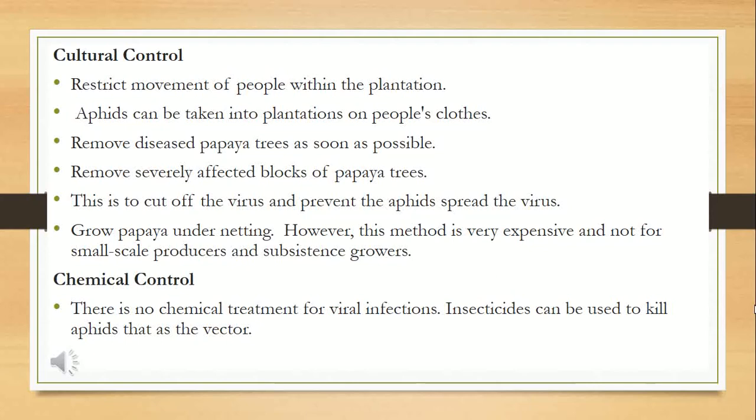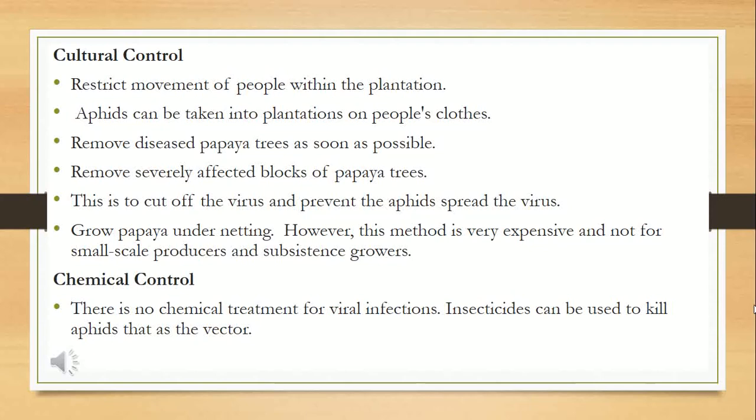On the other hand, PRSV can be controlled through chemical methods. Unfortunately, there is no chemical treatment for viral infections. Hence, insecticides can be used to kill aphids, the disease vectors.